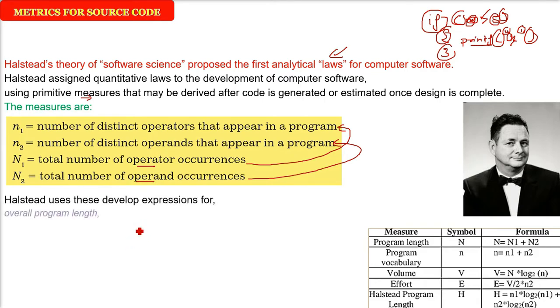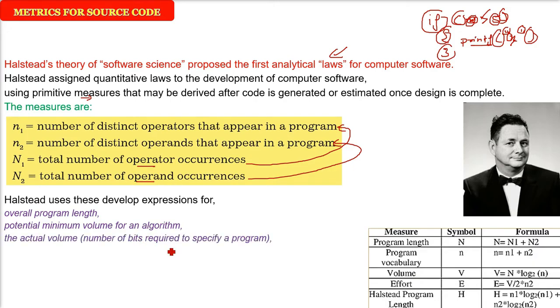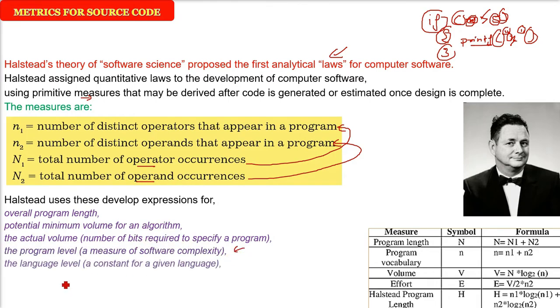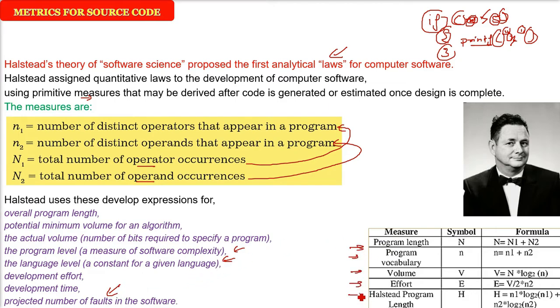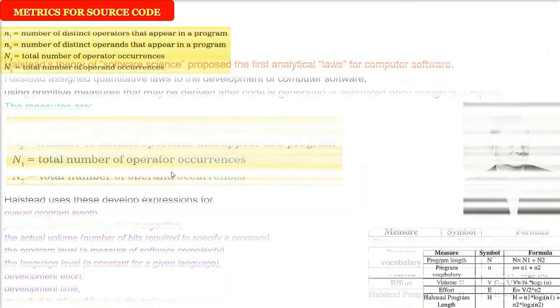So Halstead used these parameters to develop expressions for the overall program length, the potential minimum volume for an algorithm, the actual volume in terms of bits, the program level, that is the complexity, the language level, which is constant for languages like COBOL or C or C++ or C Sharp, then development effort, how much effort will be required, the development time, and the projected number of faults, the errors. So he gave all these expressions. So this is the basis.